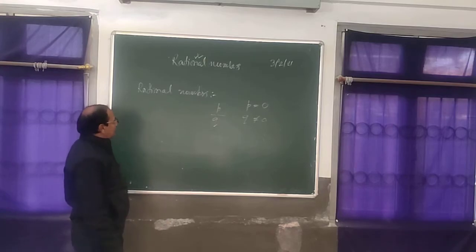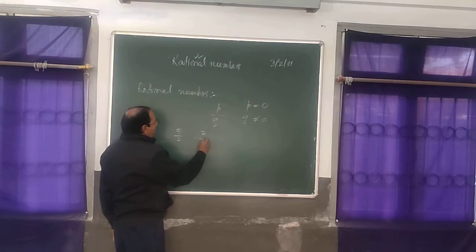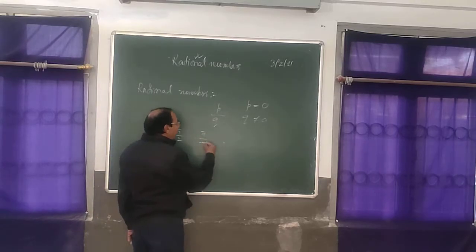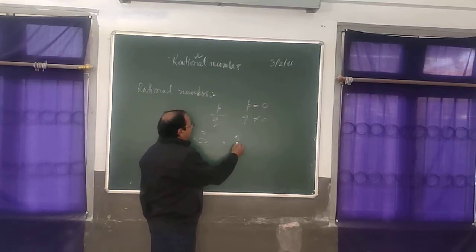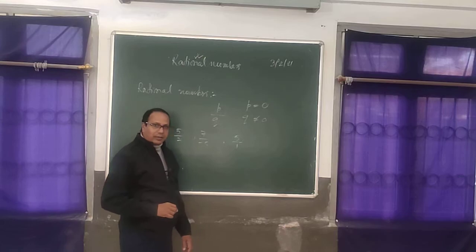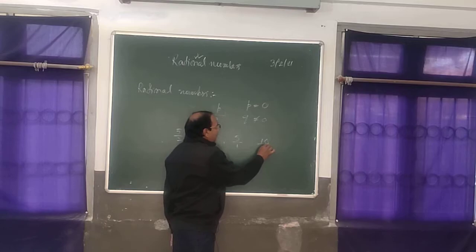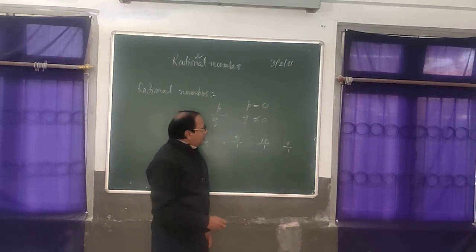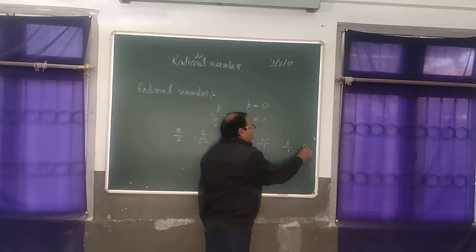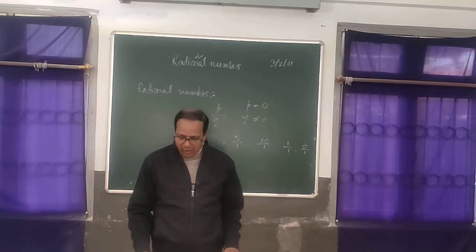So that means we can say 5 by 2 is a rational number, 7 by minus 5 is a rational number, even in fact 5 itself is a rational number. Why? Because 5 can be written as 5 by 1, right? Similarly, 10 can also be a rational number, because 10 can be written as 10 by 1. 1 also can be a rational number, because 1 can be written as 1 by 1. Okay? 0 can also be a rational number, because 0 can be written as 0 by 1. Now we have got the idea about what is a rational number.